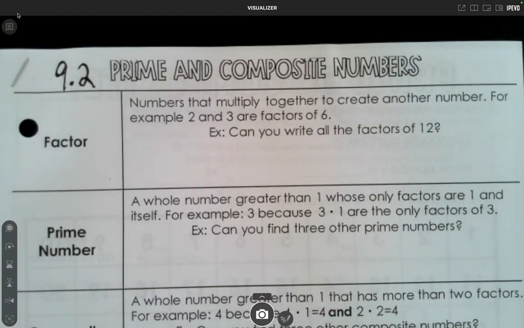Section 2 in Chapter 9, we're going to talk about prime and composite numbers. So we'll explain what those are if you don't know. That's okay. That's what we'll focus on today.